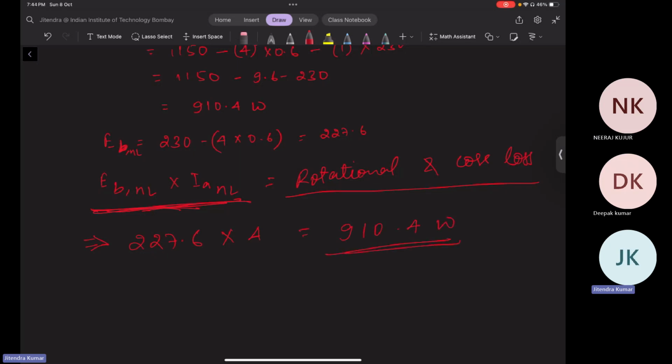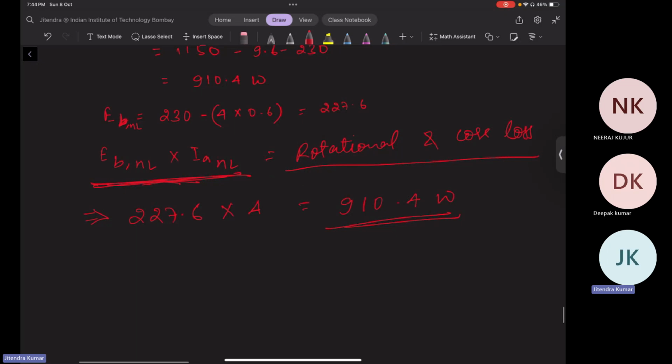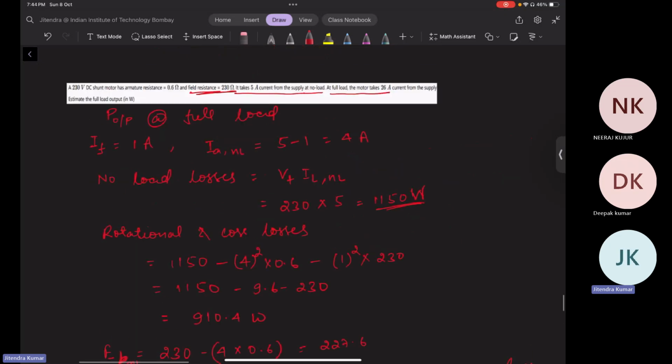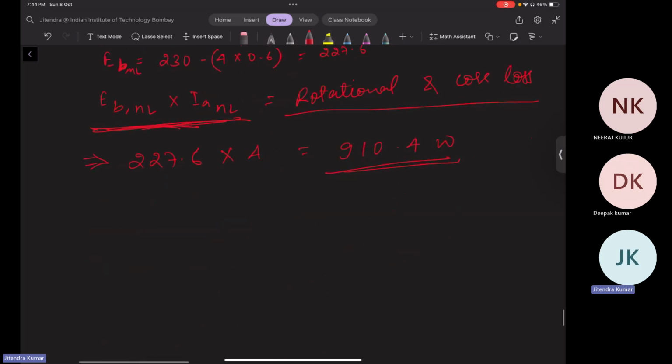Now you add on top the copper losses, field copper losses and all, so you will get the total losses. Okay, so we need to find the output. For full load output, you have to calculate input minus losses. So output is equal to input minus losses.